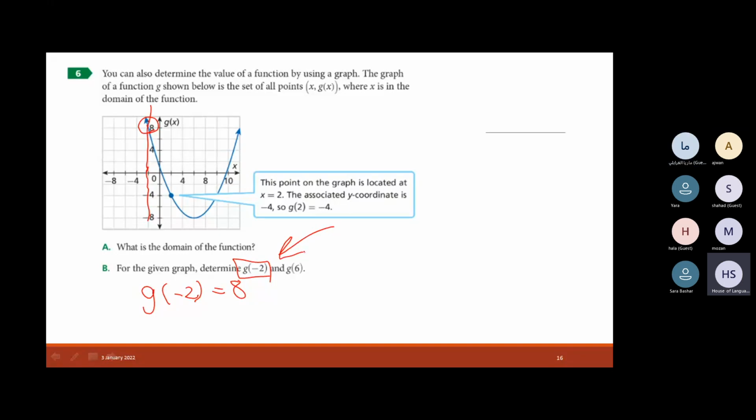No, not the blue line, not the point that is written. Go to B here. They ask you about g of negative 2. What does it mean? You have to go to the x is negative 2. Here is negative 2. You draw a line. Where does it intersect the blue curve? At which point? 8. So you will say g of negative 2 is 8. Teacher, I didn't understand the question.